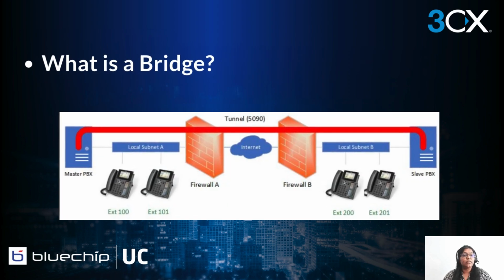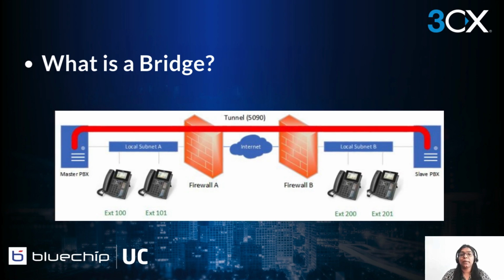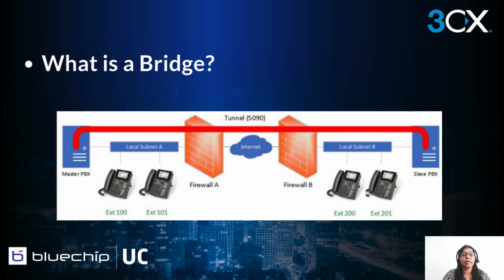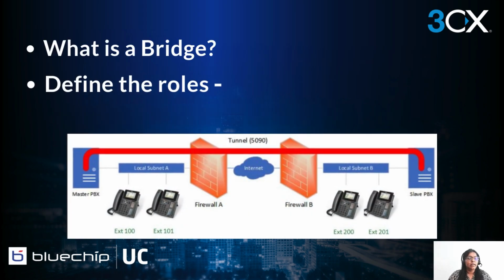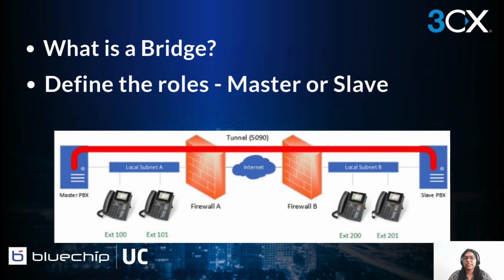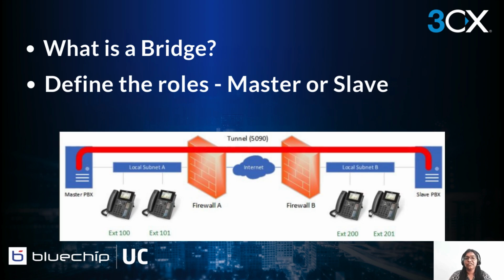So let's have a look at what a bridge setup is. A bridge setup is a virtual connection between two PBX systems. It means that both PBXs remain separate and act as their own independent systems, where they are able to communicate with each other and exchange information without being part of the same system. And when setting up a bridge, there is no specific geographical location for your PBX system. So you will need to define the roles, deciding which system will be the master bridge and which will be the slave bridge.